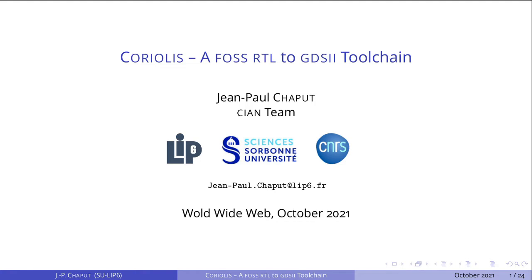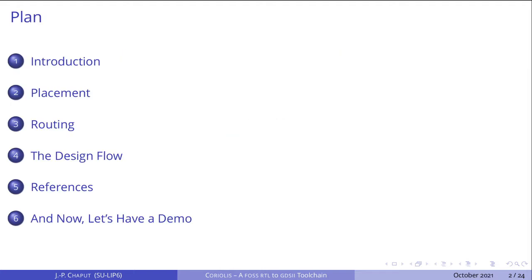So the presentation will be organized as follows. First, I will make a short introduction about what it is to make an ASIC. Then, present the two main steps of making an ASIC, which are the placement and the routing. Then, I will go to the full design flow and present the reference of the free tools I use. And finally, I will end up with the demonstration itself.